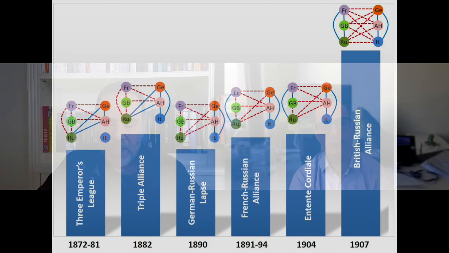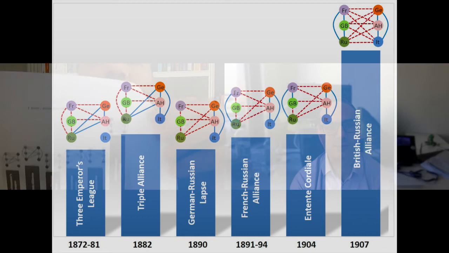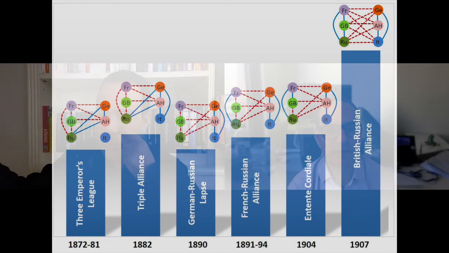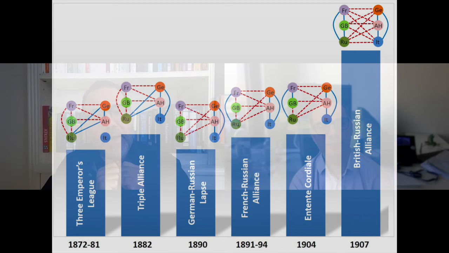But then in 1907, we have the British-Russian alliance. And what happens here? We have friendship or alliance between France, Great Britain, and Russia. The three form an alliance between them. And then we have another group of alliance between Germany, Austro-Hungary, and Italy. The three form a triangle of positive relations, but they were enemies between the two blocks. So what we really have is this situation in which we have two blocks of perfectly positive allies, which are enemies between them. And this continued for many other years, but what happened in 1914?